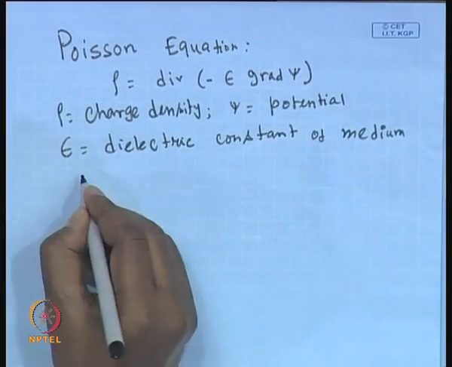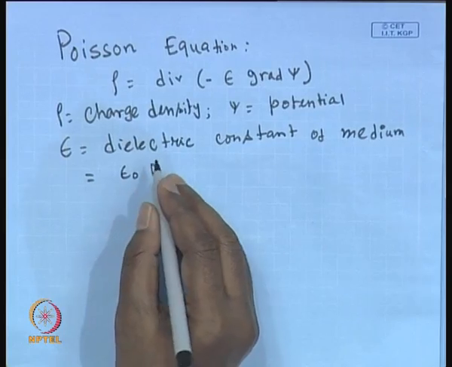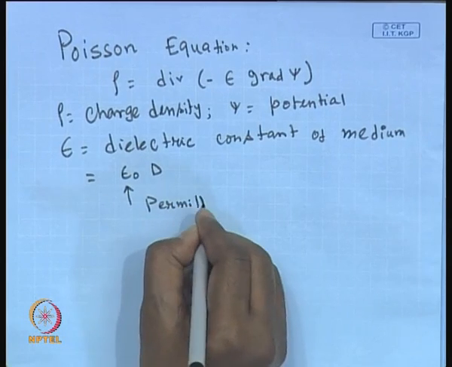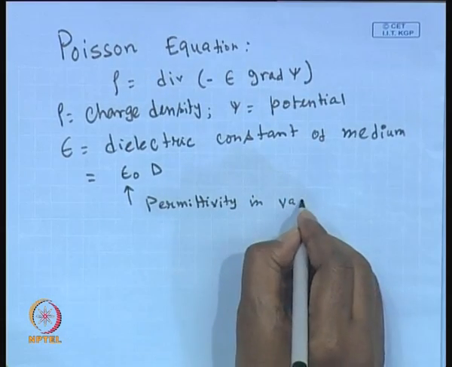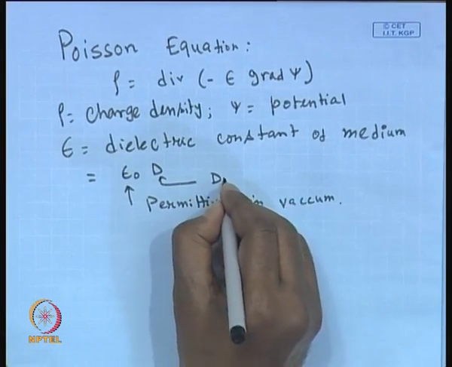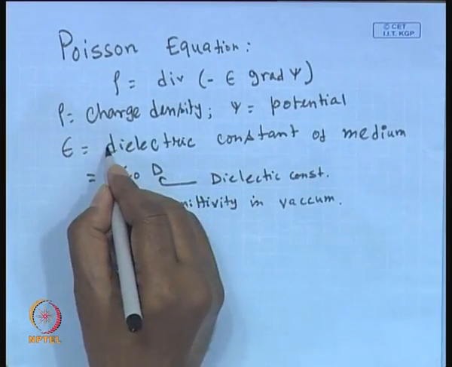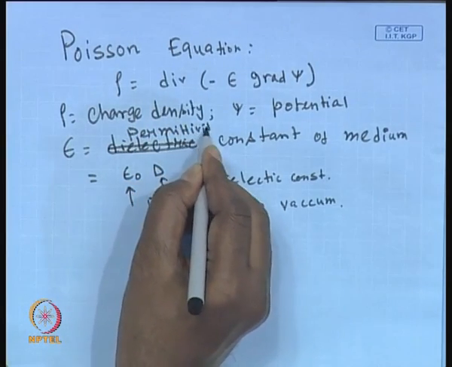And what is dielectric constant? Dielectric constant is given as epsilon 0 times d. This epsilon 0 is permittivity in vacuum, and d is the dielectric constant of the medium. I think these are known as permittivity, right. Epsilon is permittivity. So, it has two components, dielectric constant of the medium multiplied by the permittivity in vacuum.